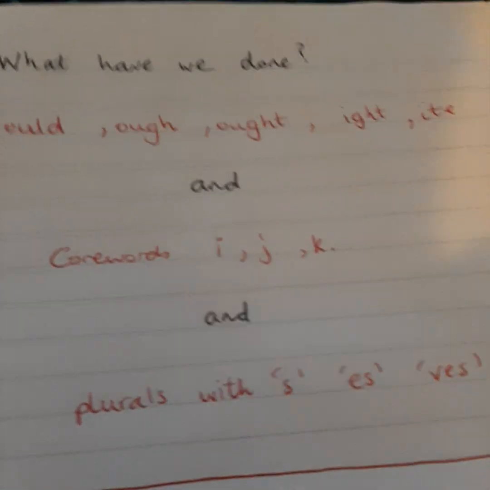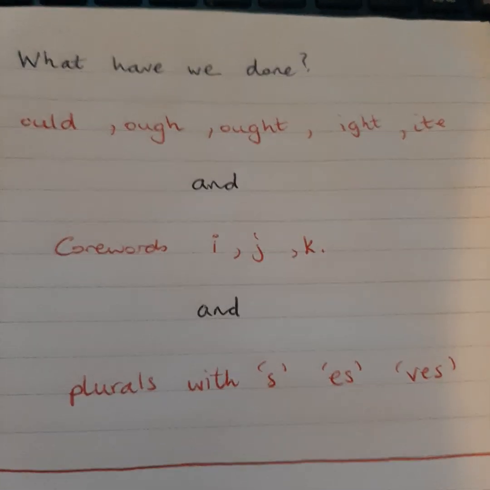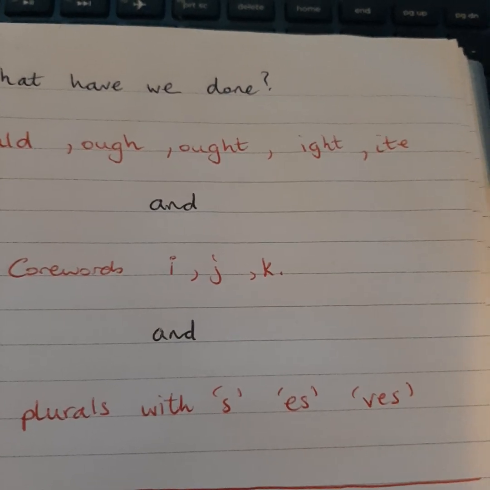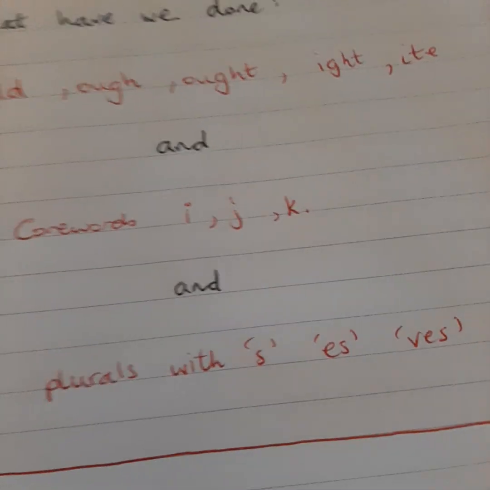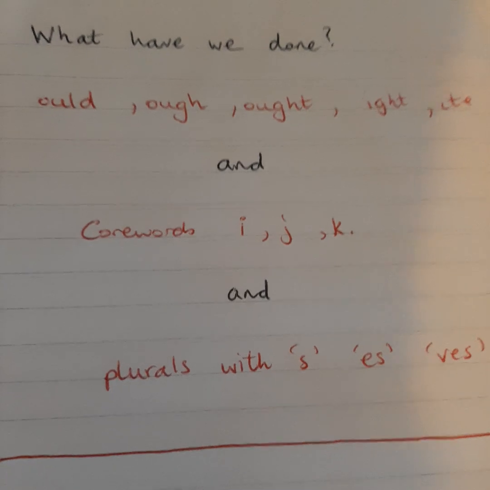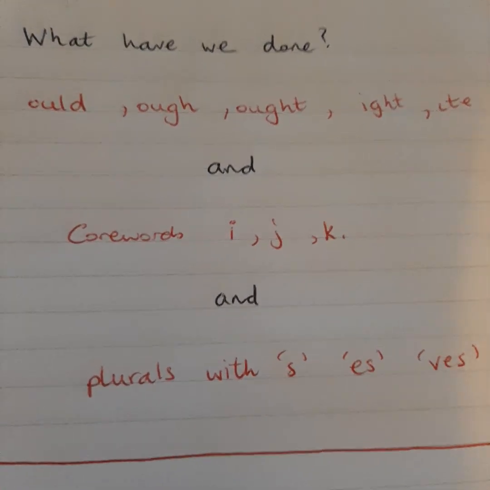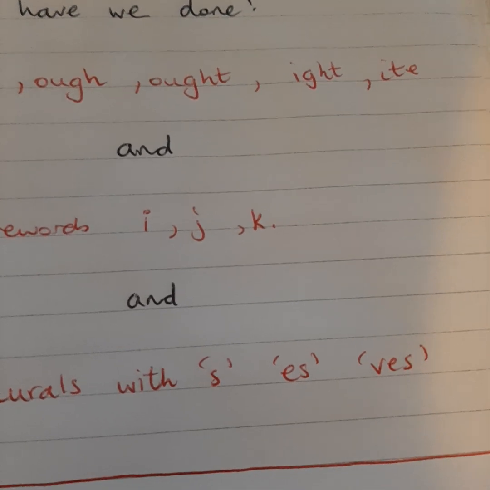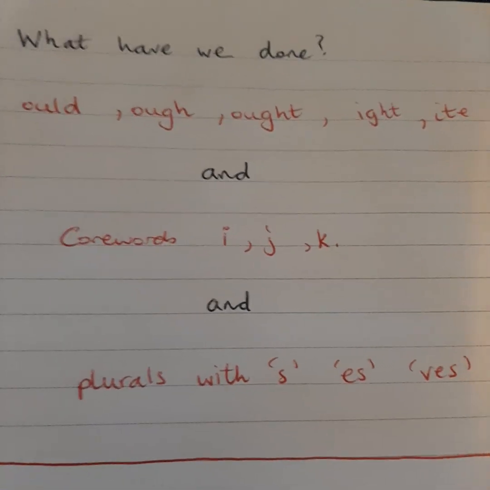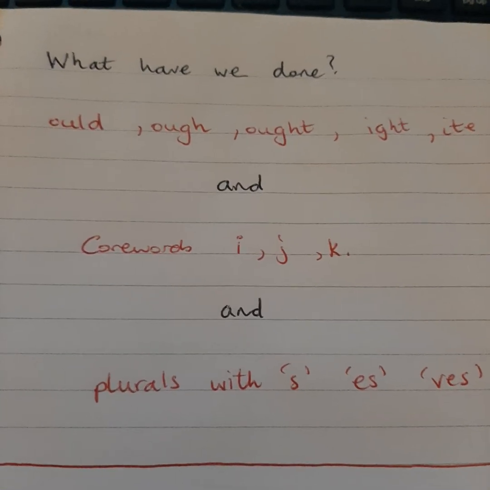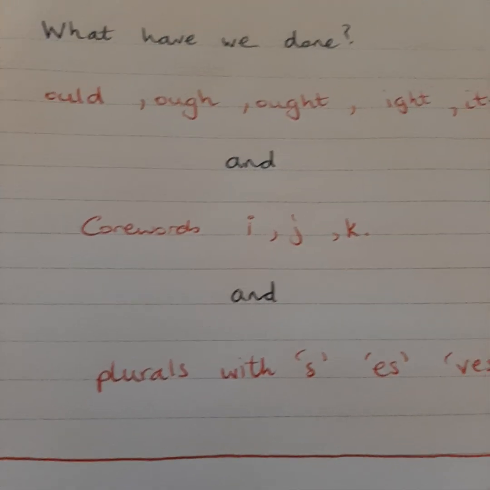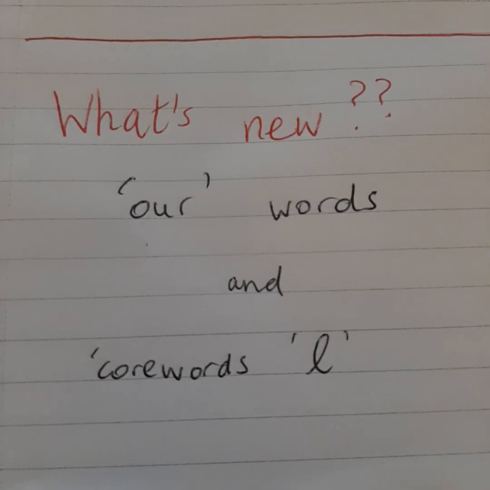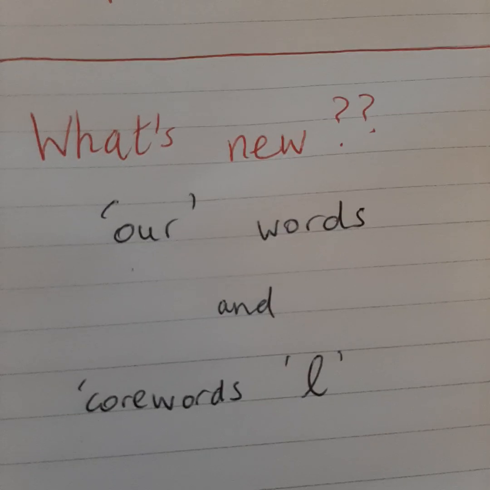We've got these letter patterns: OULD, OUGH, OUGHT, IGHT, ITE, and all the work we did around them and dictation, things like that. Our core words I, J, and K, which are all listed on the other videos, and then the plurals that add S, add ES, and add VES. So we'll keep going over them in the exercises and things we do, and then we build on them with what's new. So this week we're doing OUR words.